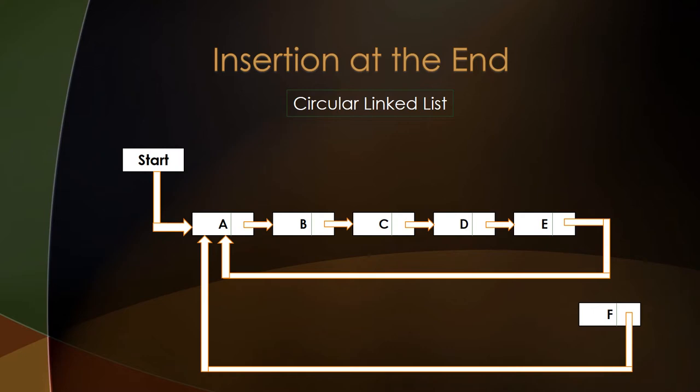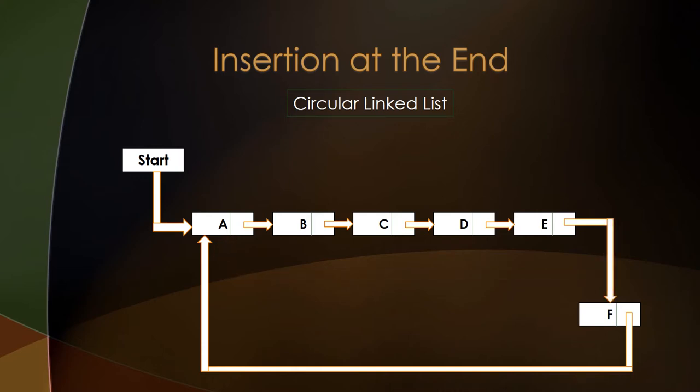Now we simply need to change the address of the next pointer of node e so that instead of pointing to the beginning of the linked list a, it will now point to the new node f. And here it is, we have changed the next pointer of node e so that now it points to the new node f. And thus, a new node f has been inserted at the end of a circular linked list.